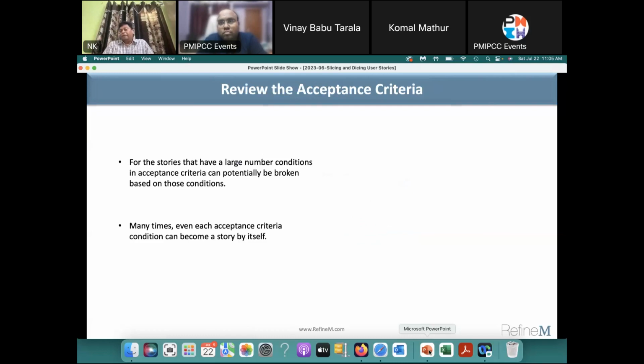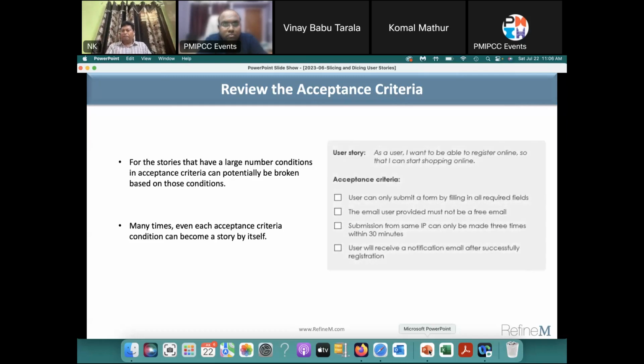Also, reviewing acceptance criteria is another approach. We talked about the slicing approach, we talked about looking for connectors, and now looking at the acceptance criteria. Sometimes you have a very big acceptance criteria. You see here, there are 4 parts of the acceptance criteria in this example. Each one of them could be a separate story, or maybe they can combine 1 or 2 and there could be separate user stories.